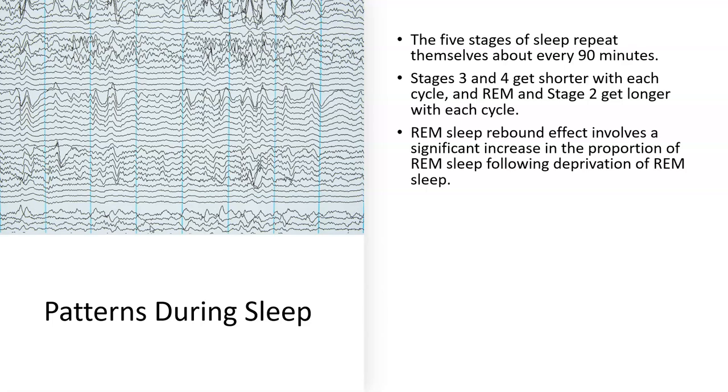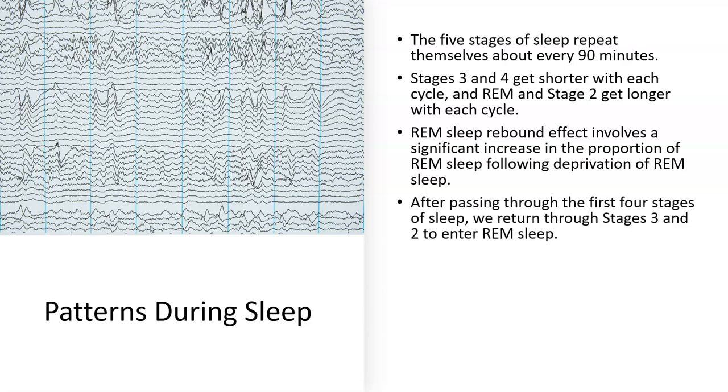And what tends to happen is that they will have a much higher amount of REM sleep, kind of to make up for the deficit. What this suggests is that there's some important role of REM sleep, such that when the body is deprived of it, it's going to try and make up for lost time to get that back. So after you pass through the first 4 stages, what tends to happen is people will recycle through stages 3 to 2, and then enter REM sleep. And this completes the first sleep stage cycle.